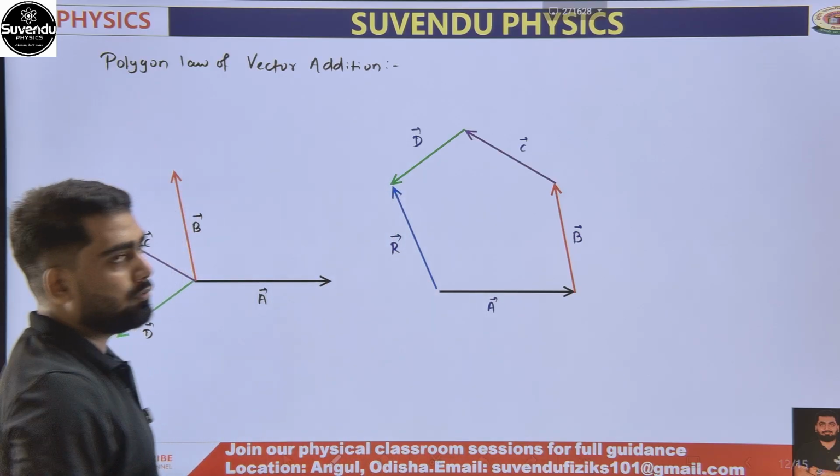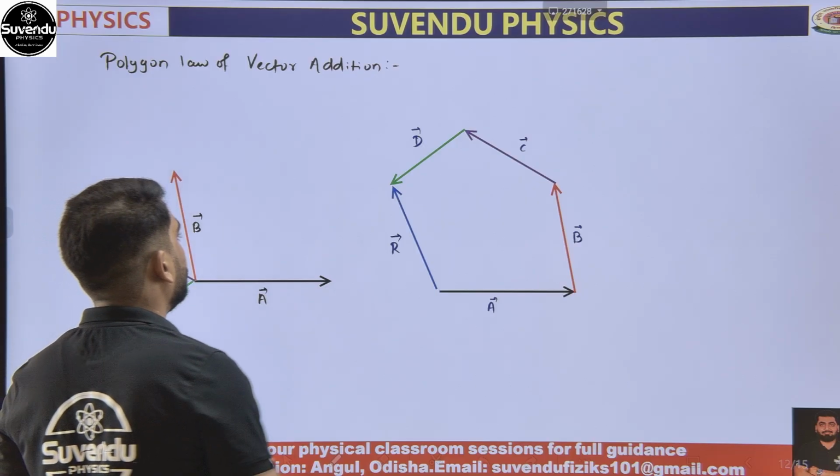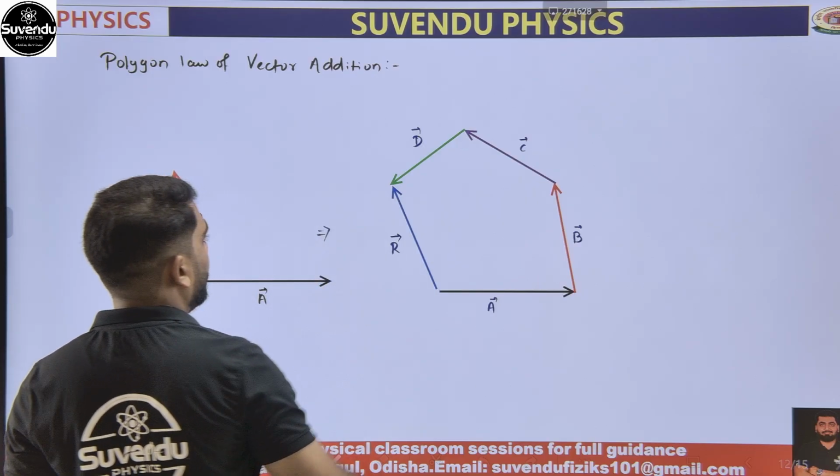Is that clear to all of you? This is your triangle law of vector addition.